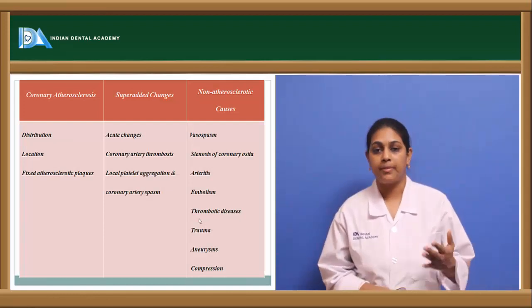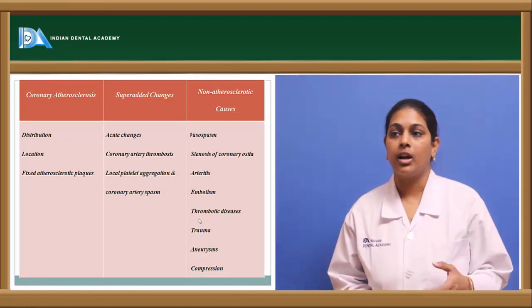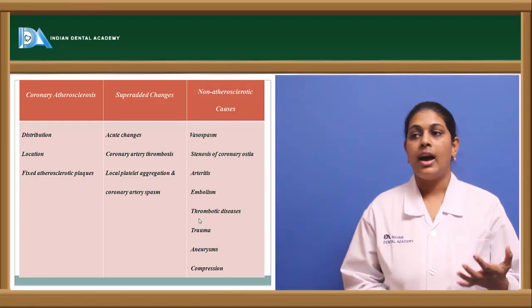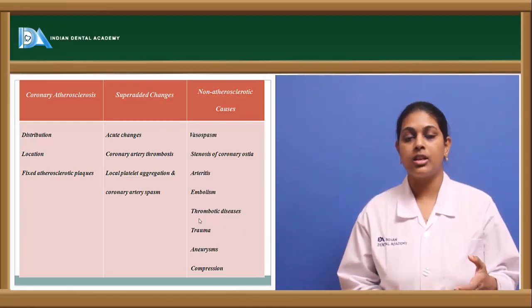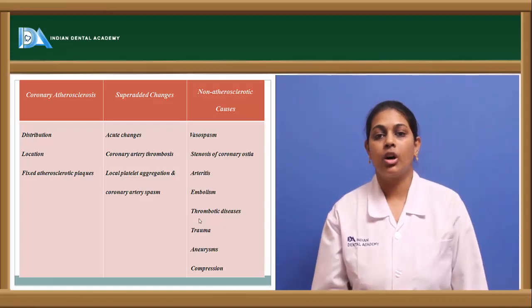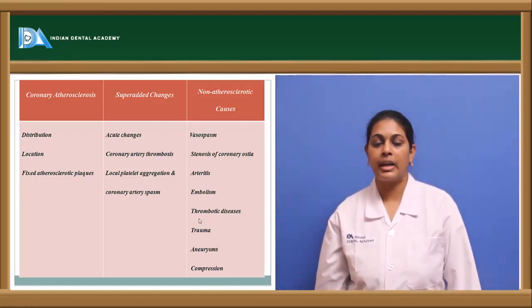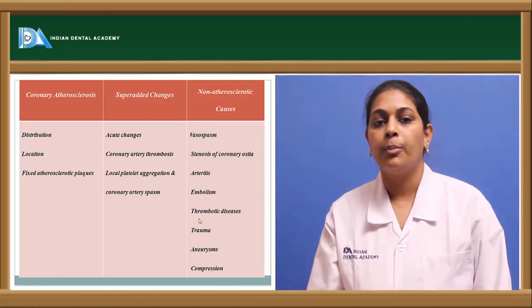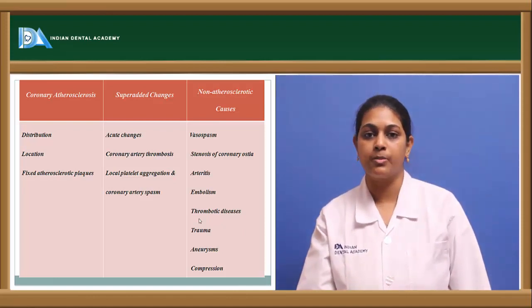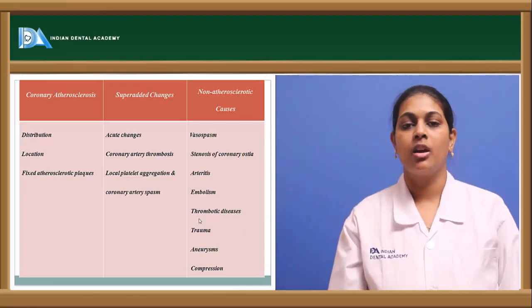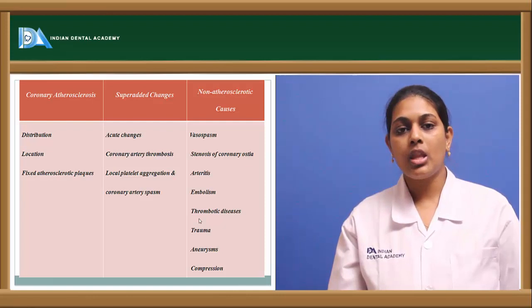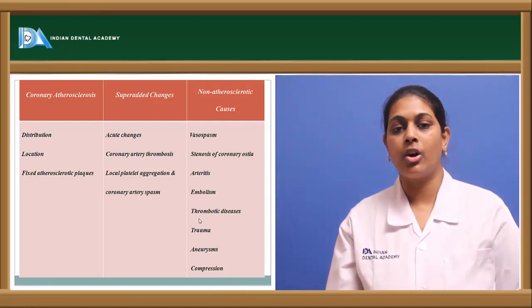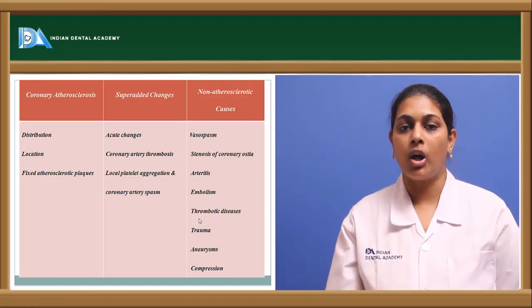Coming to the types based on the etiological factors, they are coronary atherosclerosis, superadded changes and non-atherosclerotic causes. Among coronary atherosclerosis, it is based on the distribution. Its distribution can be seen most commonly in the coronary artery and its trunks, amongst the three arteries. And coming to the location, in 1/3 of the cases of coronary atherosclerosis, it has been seen in one vessel, 1/3 of the cases in two vessels of the coronary artery, and the remaining cases have been seen in all three vessels.